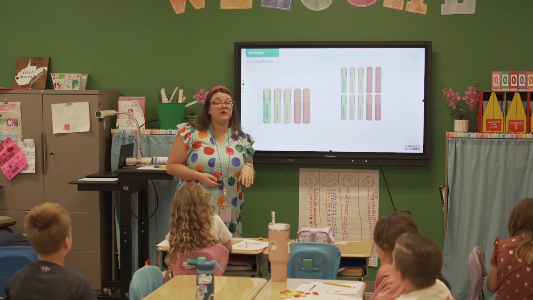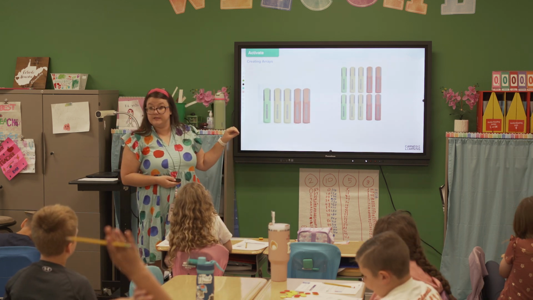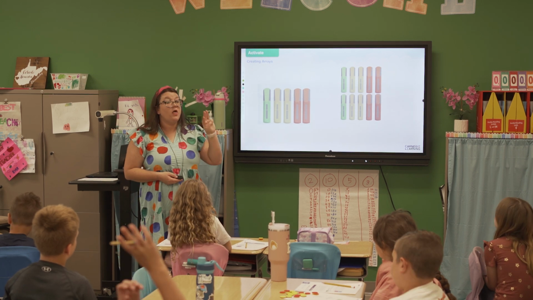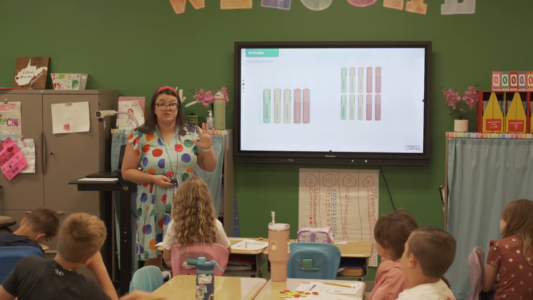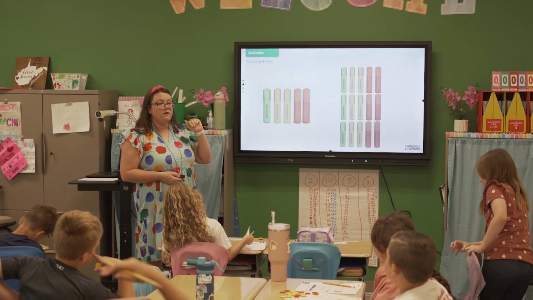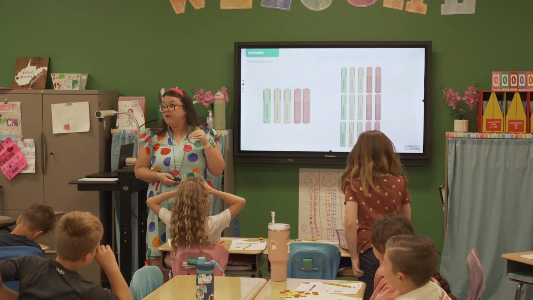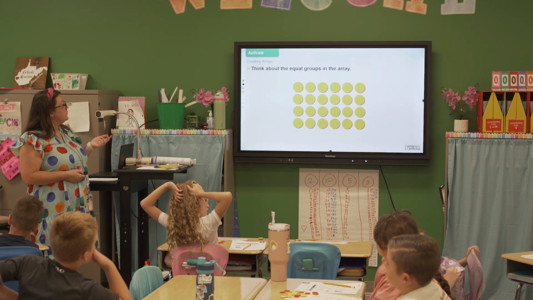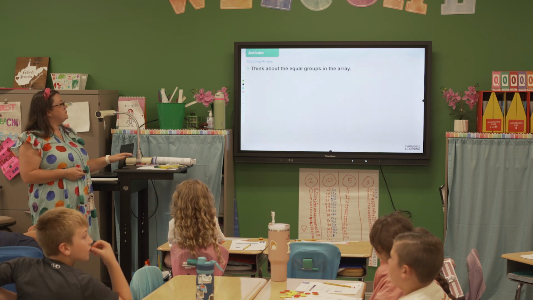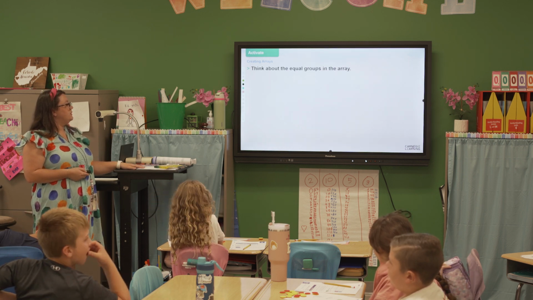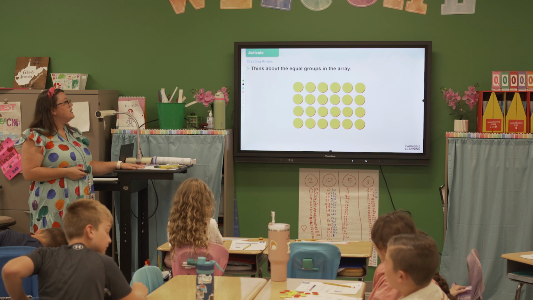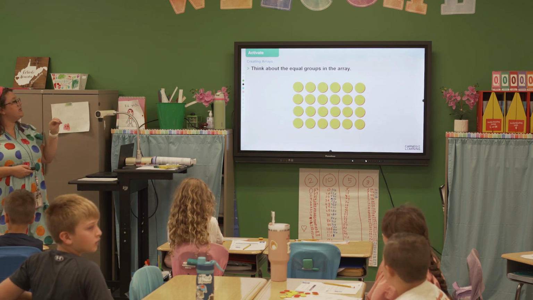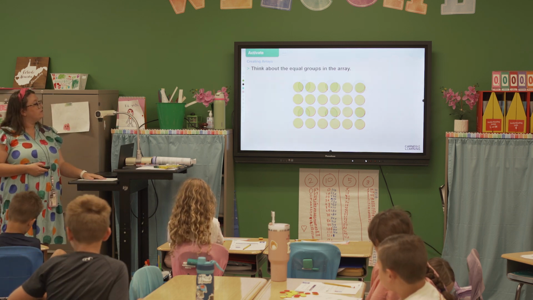Okay, so this is what we've talked about too. If we had 3 groups of 5, we could have just said 3 rows with 5 in each. 4 groups of 5, 4 rows with 5 in each, and this is what we just saw. Okay, so think about the equal groups in the array.